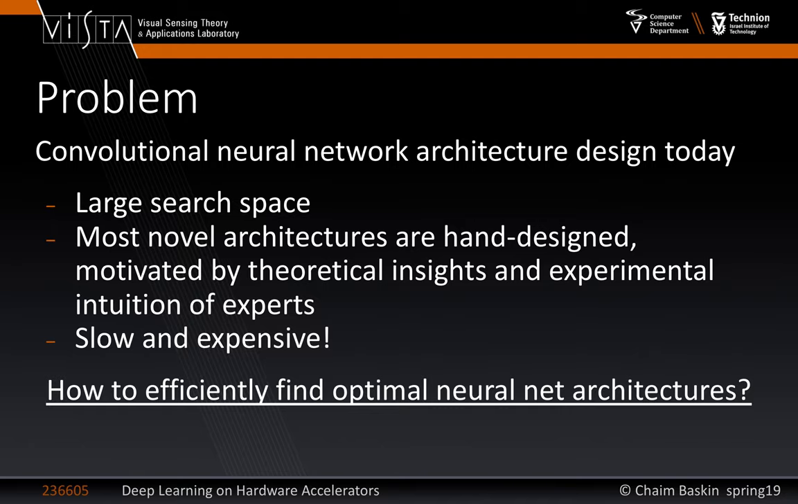So most of the work tries to show that they achieve the same accuracy with the same complexity. Because if you show that you achieve better results by X percent, but the complexity of your neural network is getting higher, it's not a fair comparison, okay?